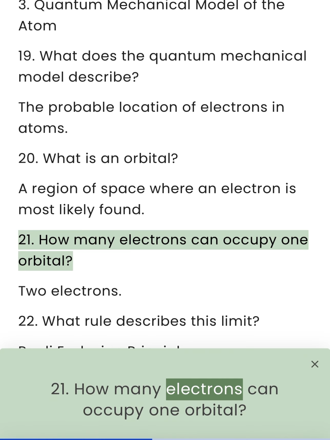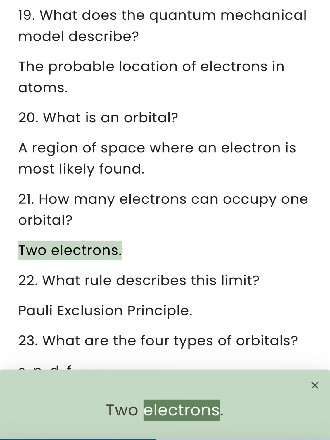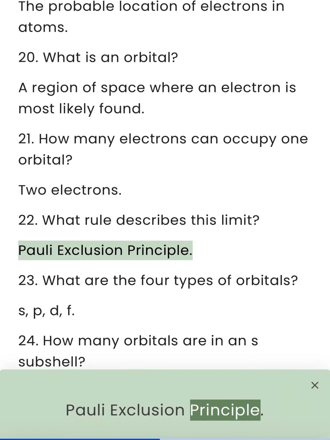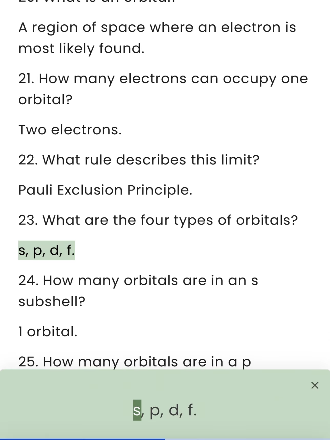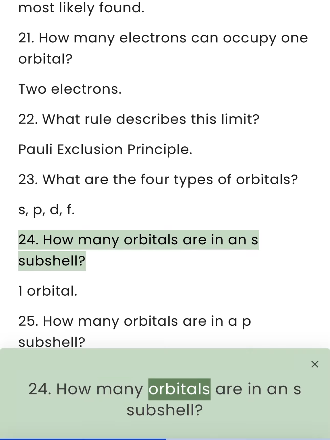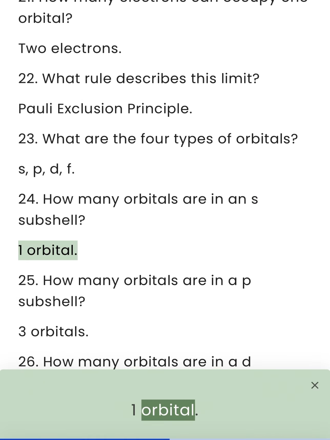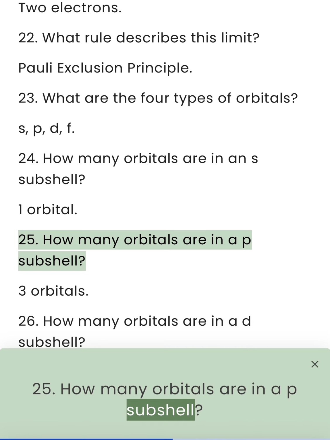21. How many electrons can occupy one orbital? 2 electrons. 22. What rule describes this limit? Pauli exclusion principle. 23. What are the 4 types of orbitals? s, p, d, f. 24. How many orbitals are in an s subshell? 1 orbital. 25. How many orbitals are in a p subshell?